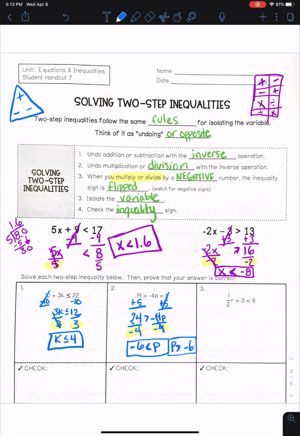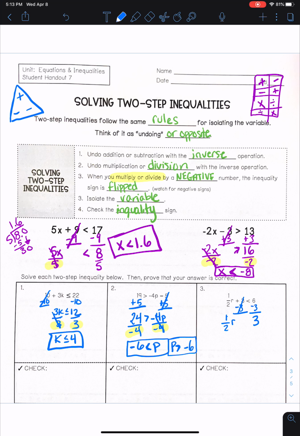1/2 r plus 3 is less than 6. So the first thing I want to undo is my plus 3. The inverse of addition is subtraction. So 6 minus 3 is 3. And I still have 1/2 r.